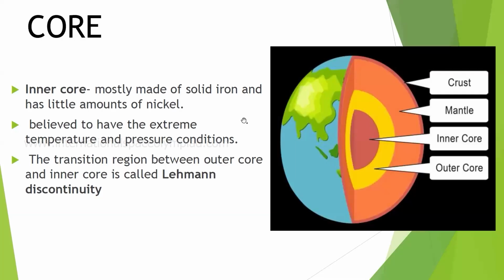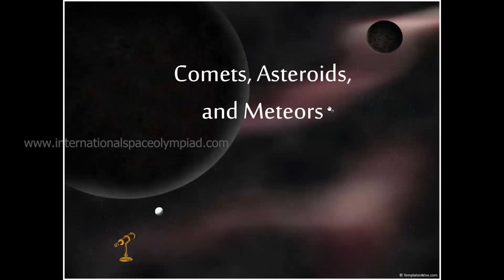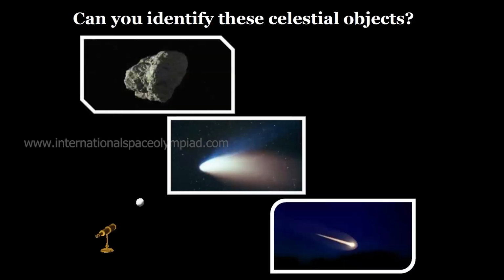Okay, ma'am. Comets, asteroids, and meteors. So the question is, can you identify these celestial objects? Of course, right? The first one is an asteroid. The second one is a comet. And the third one is a shooting star or a meteor. Sometimes we get confused about these three things, right? So is there any difference between asteroid, comet, and meteor? Of course, there are. Let's have a look at the slide to study more about it.